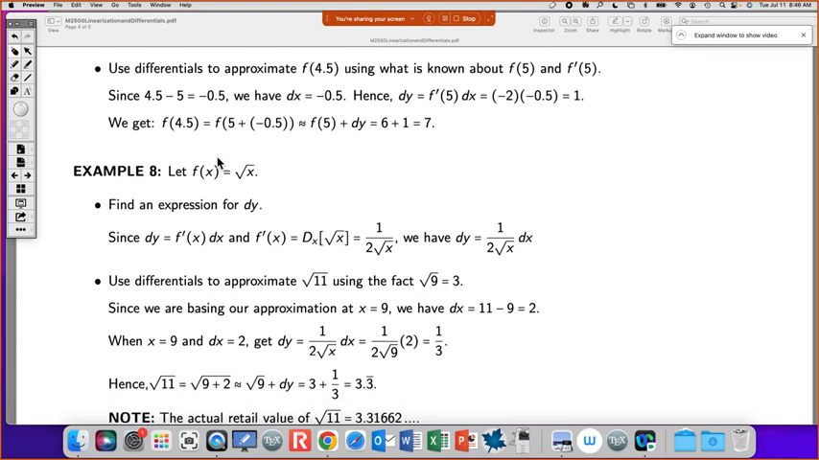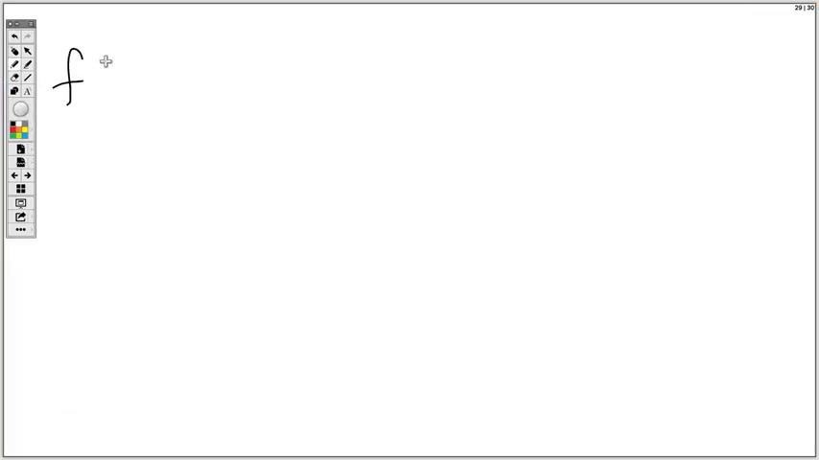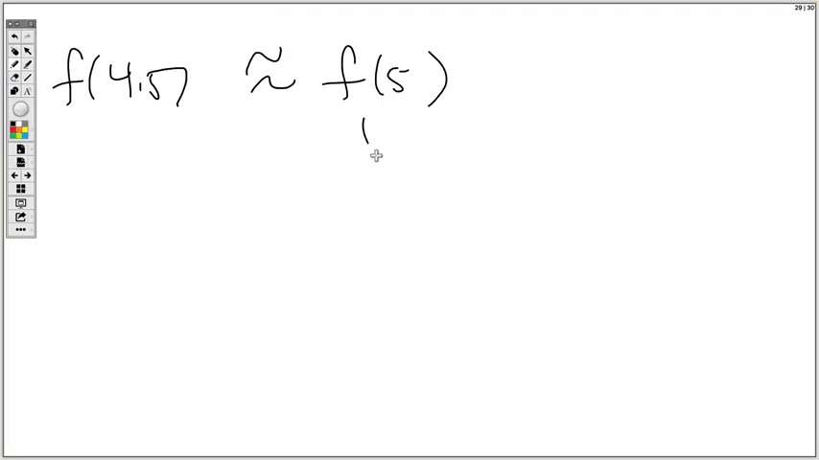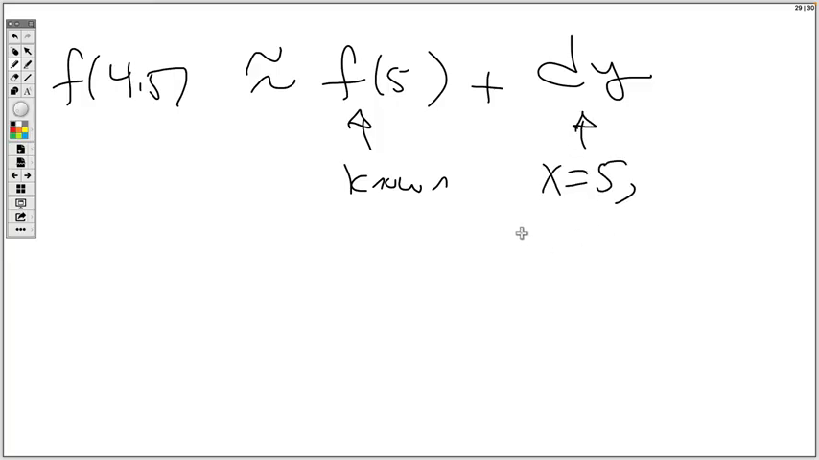Use differentials to approximate f of 4.5 using what is known about f of 5 and f prime of 5. So f of 4.5 is going to be roughly equal to f of 5, because that's the one I know about, plus my dy. For my dy, I'm going to use the fact that x equals 5, and the dx, which is the delta x, is going to be 4.5 minus 5.